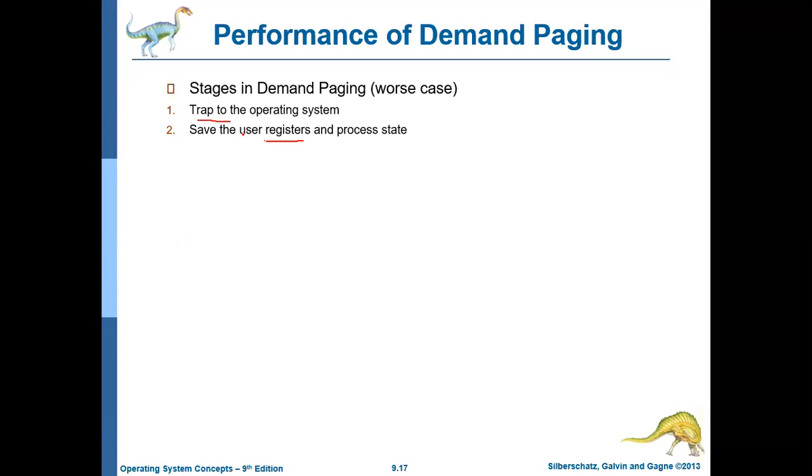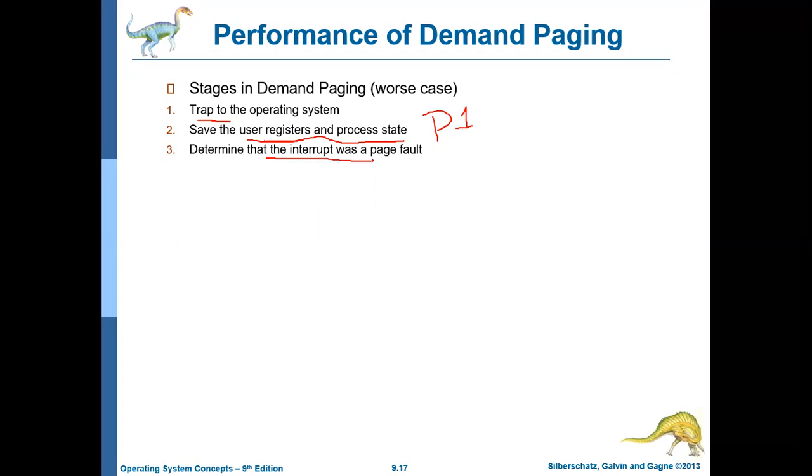Whenever there is an interrupt, and a trap is an interrupt, the current state of the process should be stored in the stack, and the interrupt service routine should be executed to serve that interrupt. So the second step is to save the user registers and process state of the process that is executing. Currently, if process P1 is executing, the process P1's registers and state should be stored in the stack.